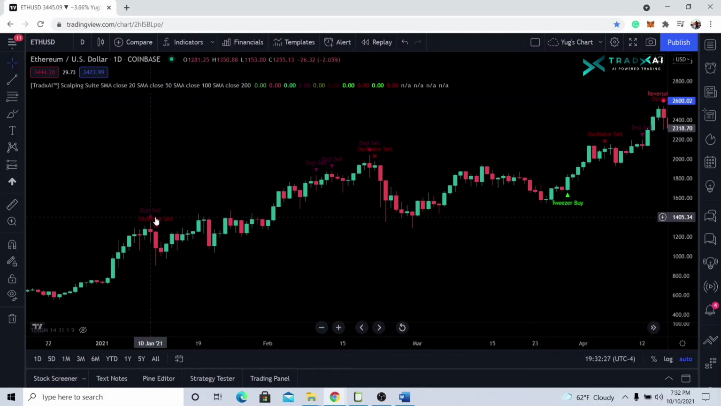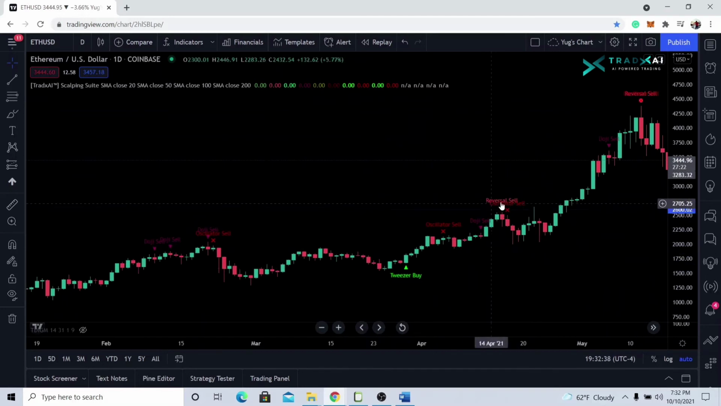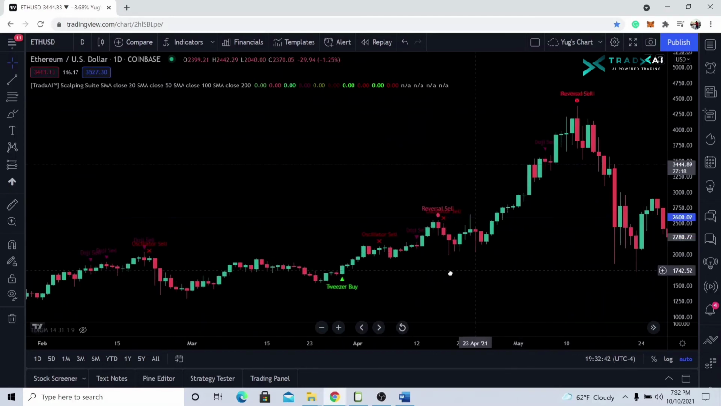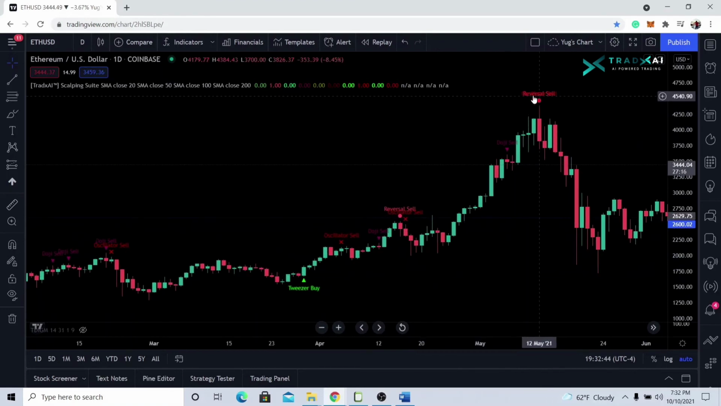Let's look at an example. On this chart, here we have DOJI sell, an oscillator sell signal, and price drops. Here, we have reversal sell, an oscillator sell signal, and price drops. Again, reversal sell, an oscillator sell, and price drops.